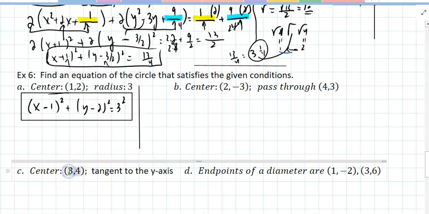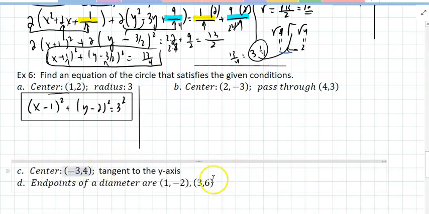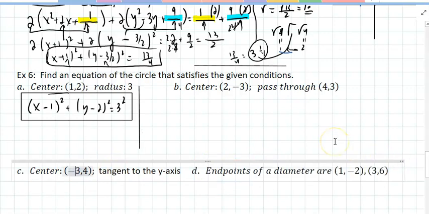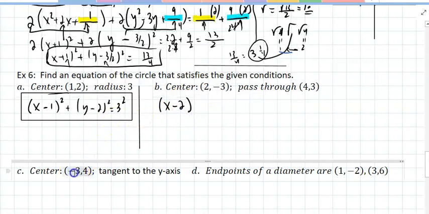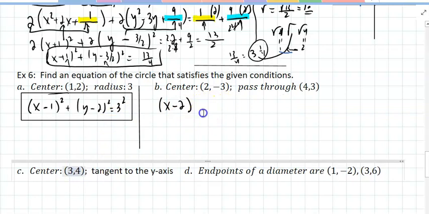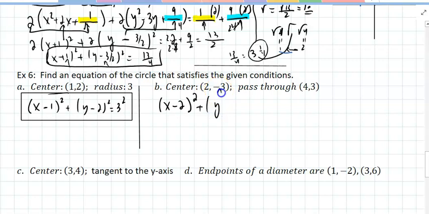If I am looking at the next problem, problem B, it says, what if the center is at 2, negative 3? The best thing you could do in any math problem is write down what you know. So I don't know why I put a minus there. I shouldn't have. There we go. So write down what you know. Plus y minus a negative, that's plus 3 squared equals r squared. This is what we know.